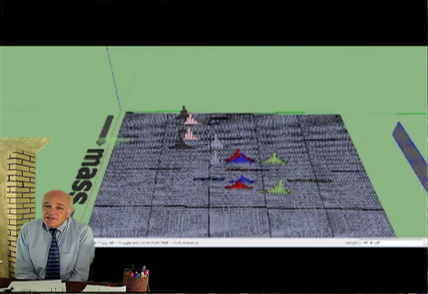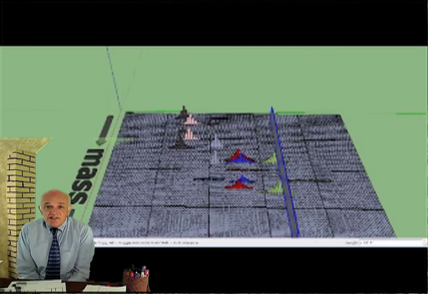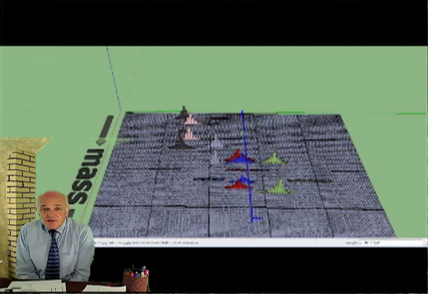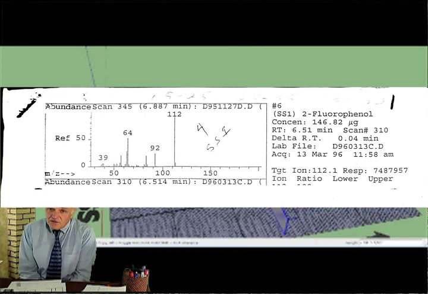So now, instead of looking at it by time, we're looking at it at a specific time. At a certain time, we say, what is the spectrum at this location? What is the spectrum at this location? And you get things like this. This is the first internal standard, which is 1,4-dichlorobenzene D4. This is the first surrogate, which is 2-fluorophenol.